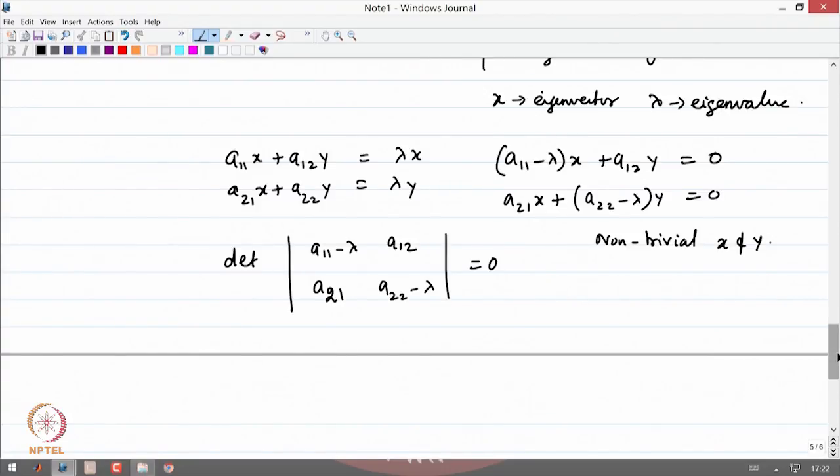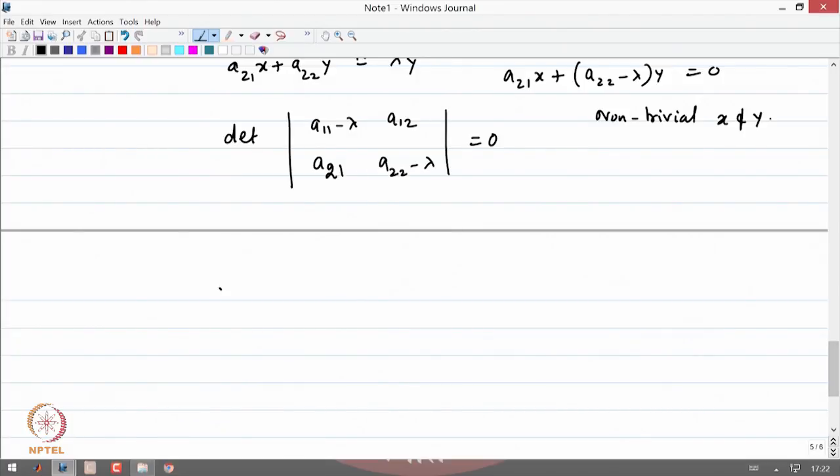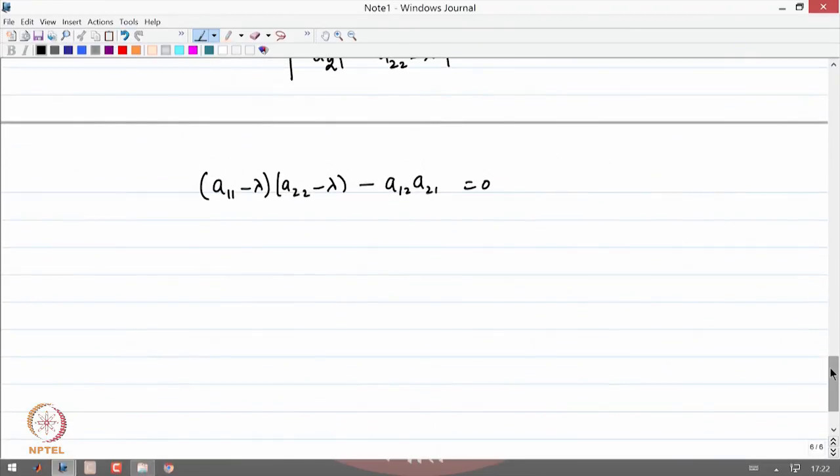Now, this is very easy, the determinant is easy to expand. So you have A11 minus lambda times A22 minus lambda minus A12 A21 is equal to 0, which is now a quadratic equation in lambda. So this is lambda square minus lambda times A11 plus A22, then plus A11 A22 minus A12 A21, that is equal to 0.